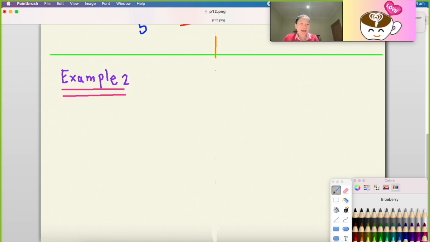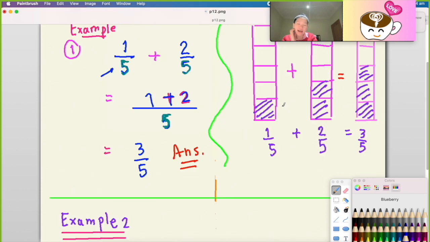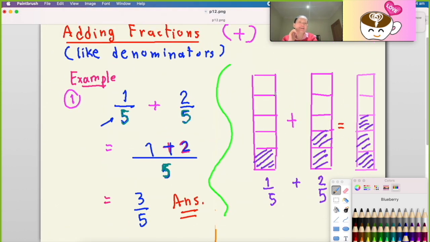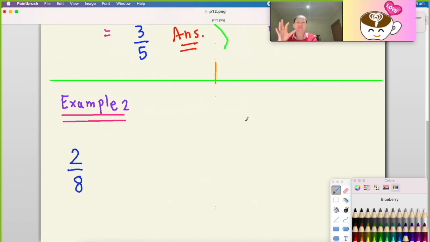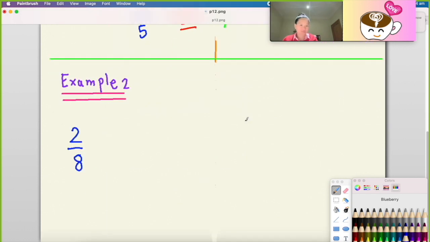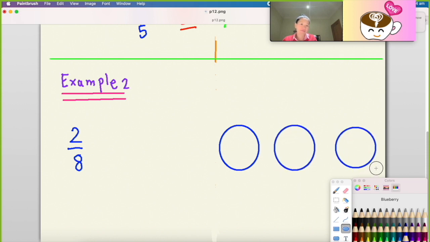How about if I have 2 over x? You could write it like a bar, or you could write it similar to a pie as well. Let me show you if you write it like a pie. Take a look. Yeah, you with me.